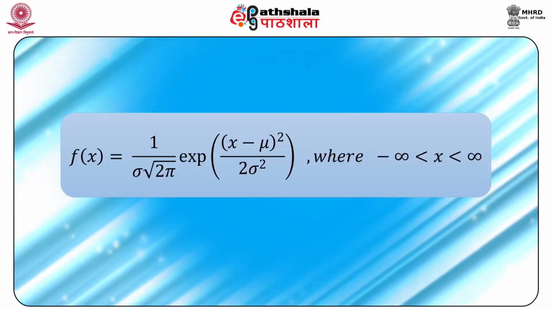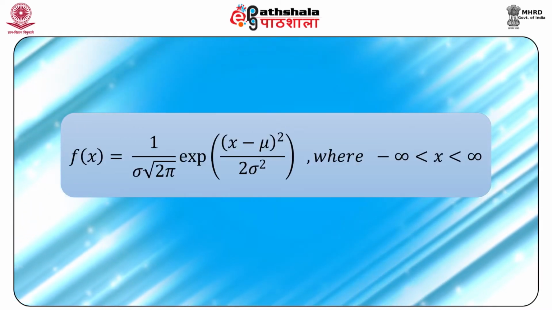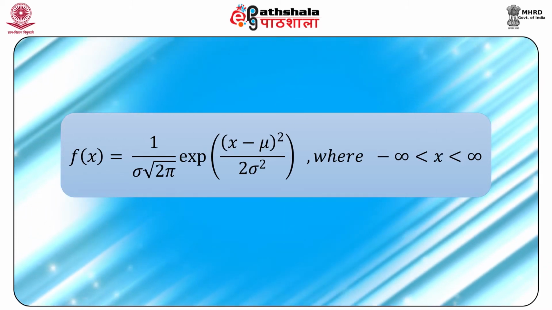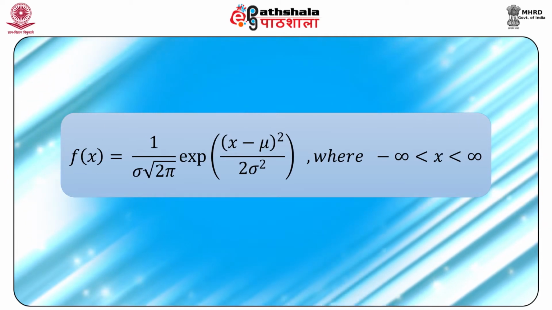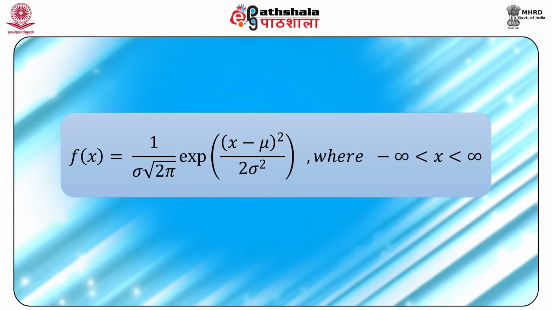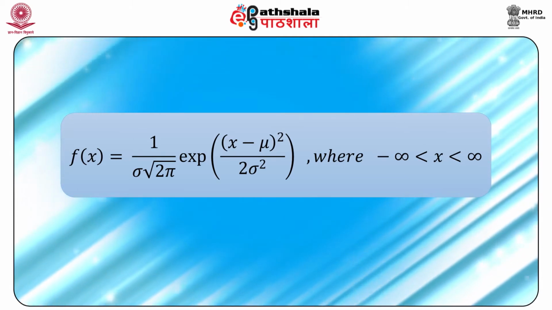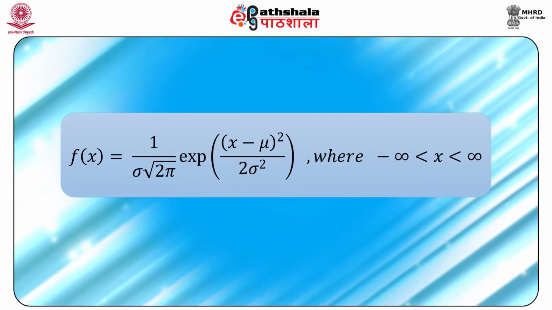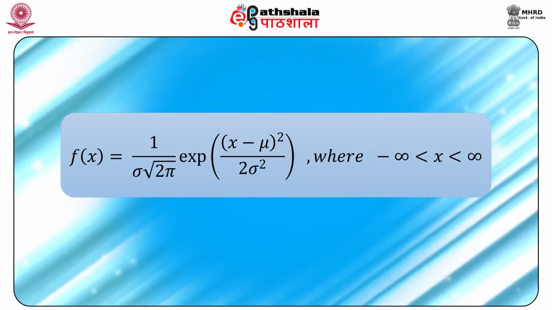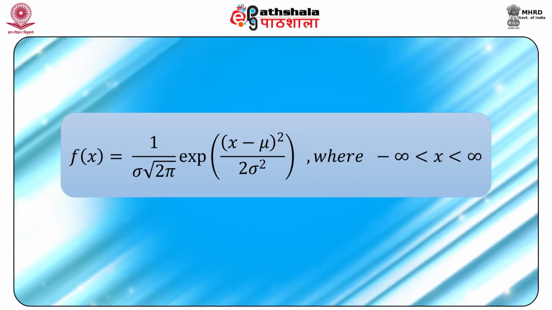So normal distribution, as you all know perhaps, is the most popular probability distribution with a bell-shaped figure. A normally distributed random variable x has the following probability density function, which is that f(x) is equal to 1 upon root 2 pi sigma into exponential of minus (x minus mu) square upon 2 sigma square, and the value of x lies between minus infinity and plus infinity.